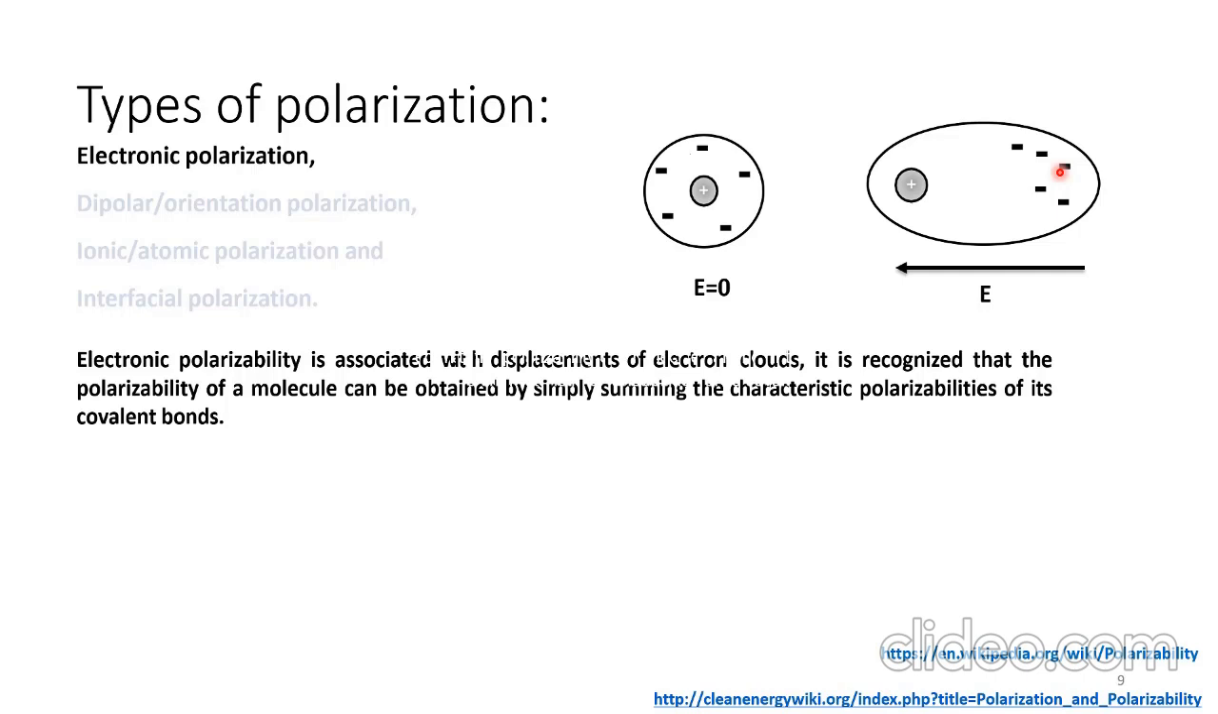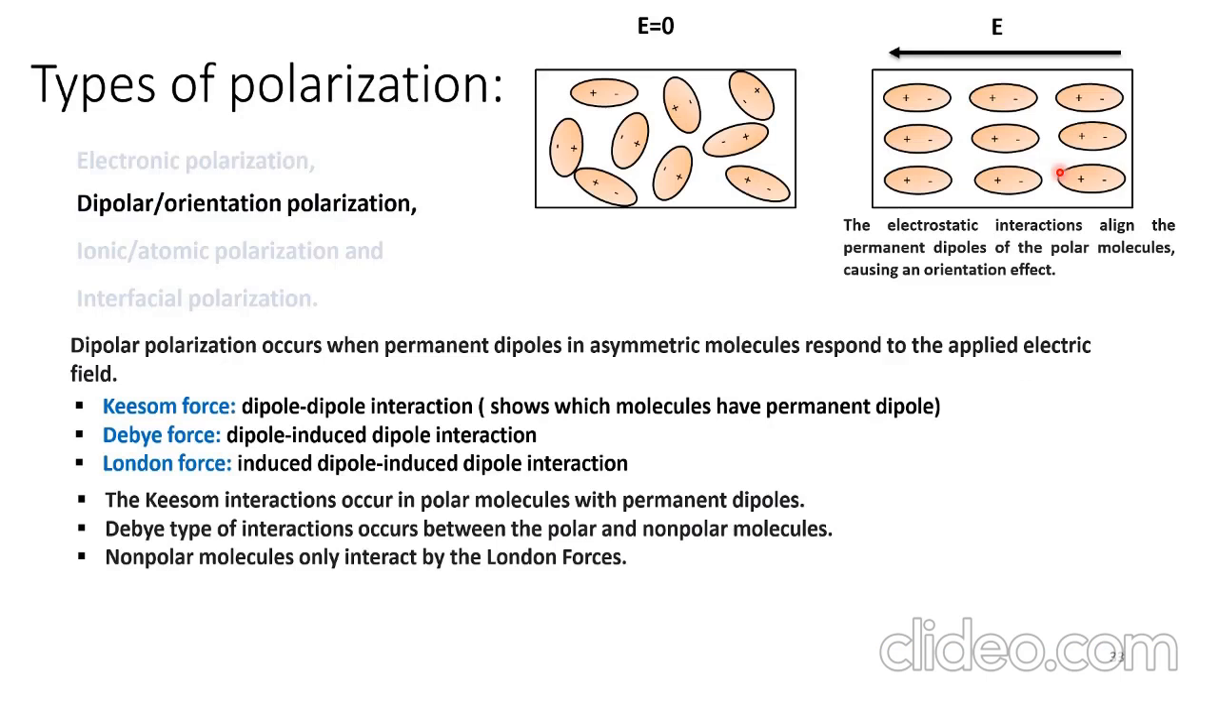So the second type of polarization is the dipolar orientation polarization. Here the electrostatic interaction aligns the permanent dipole of the molecule, causing the orientation effect. So suppose with zero electric field, the molecules were polar, but they were arranged in a random manner. But when the electric field is applied, the arrangement becomes very aligned. So this is another type of polarization.